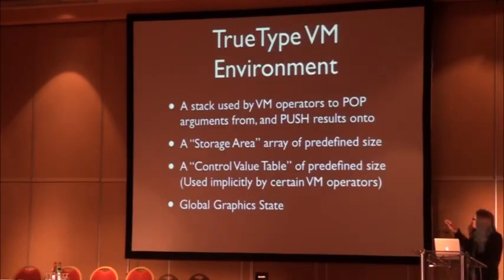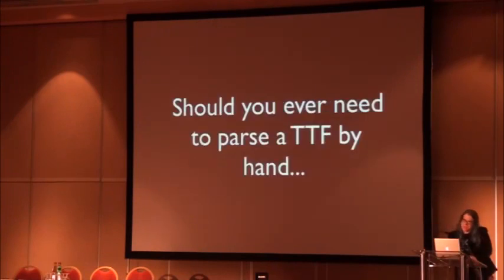And if you're a TrueType program, pretty much your universe is a stack of operands, and then a storage area, which is essentially an array, and then this control value table, which is also an array, and then various global graphics state. If you set some kind of symmetry for drawing or whatever, it'll be stored in that.